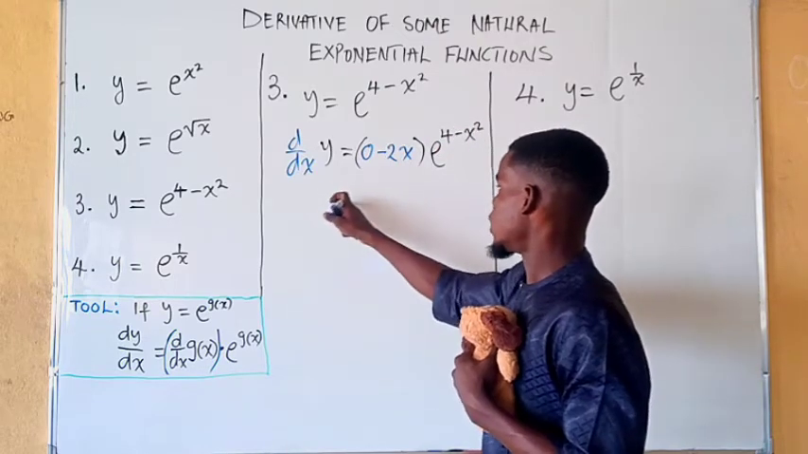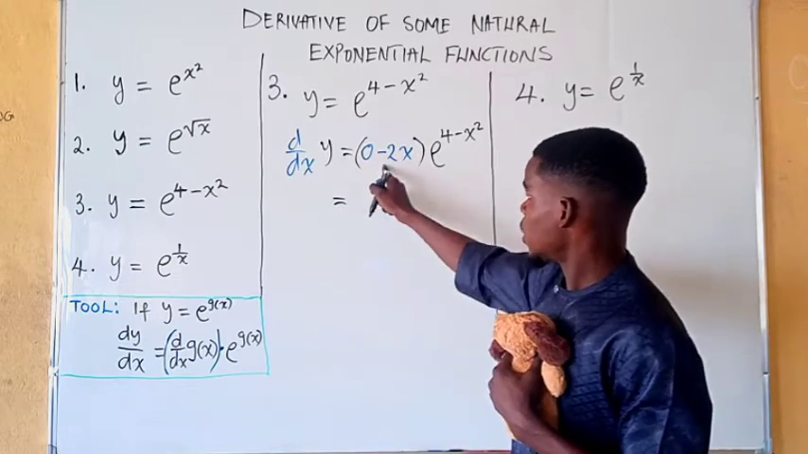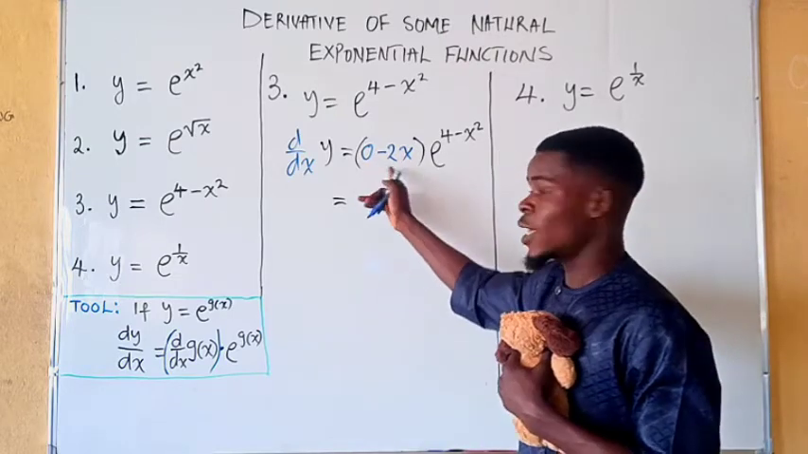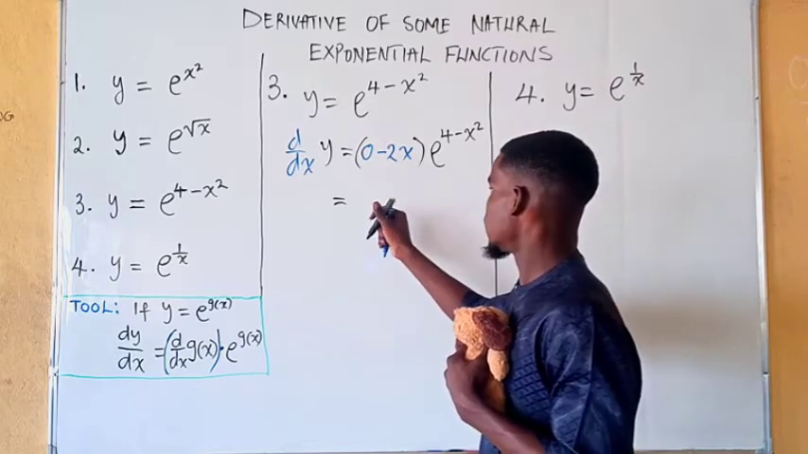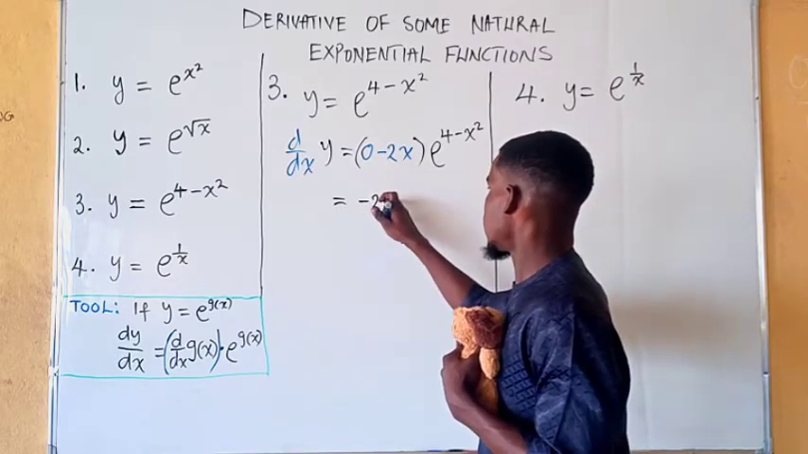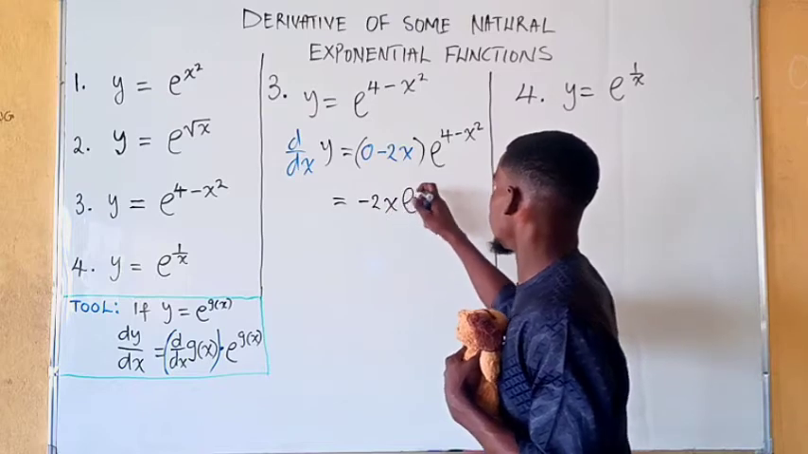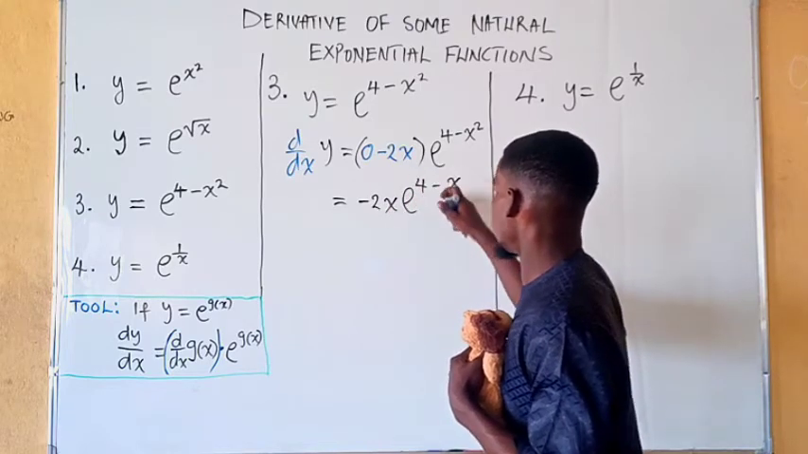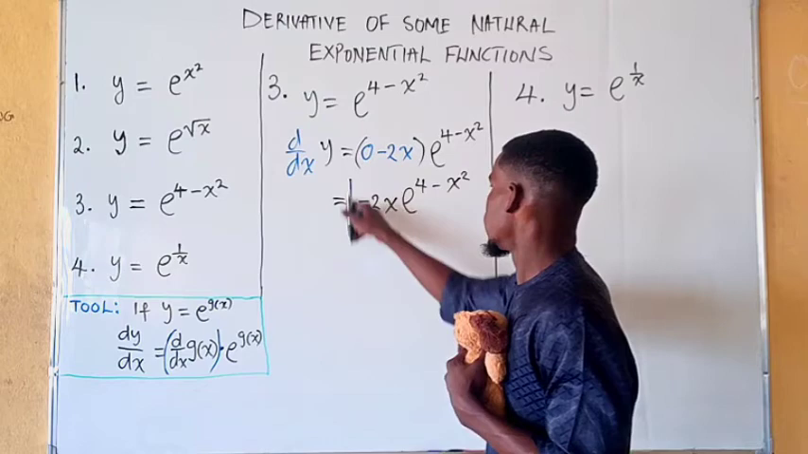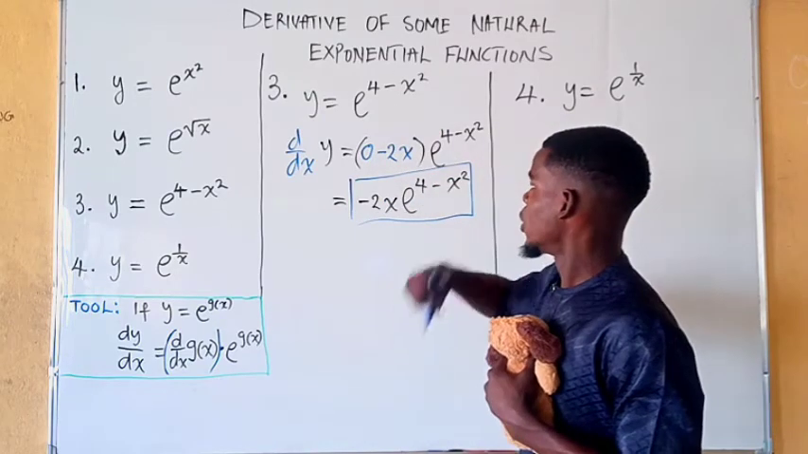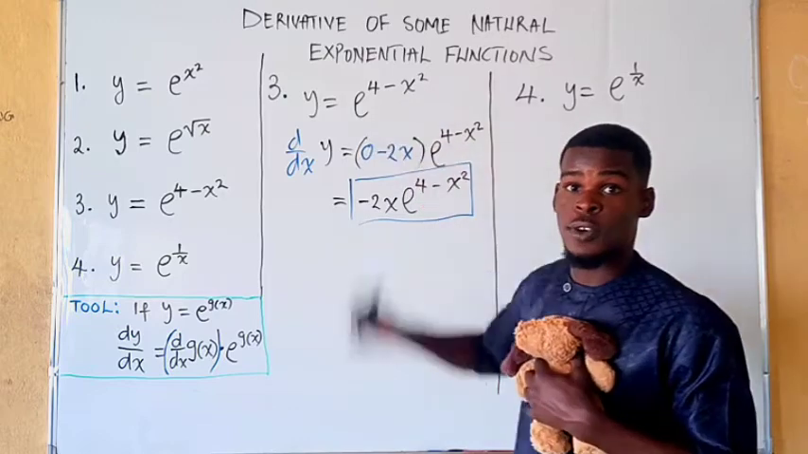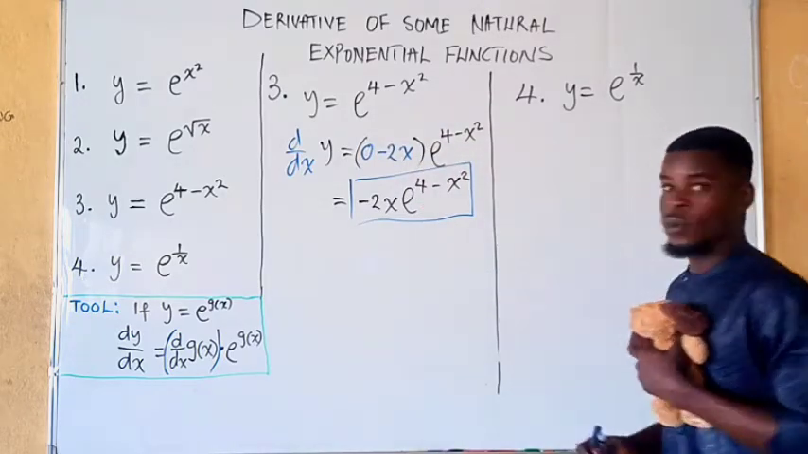So the whole function is e to the power 4 minus x squared. Good. Maybe I can rewrite this a little bit. 0 minus something is going to be negative of that thing, all right? So we have here negative 2x, and then we put down e to the power 4 minus x squared. And this right here is the derivative of that third function. Just differentiate the power, then multiply it with the original function. Great. Let's look at the fourth one real quick.